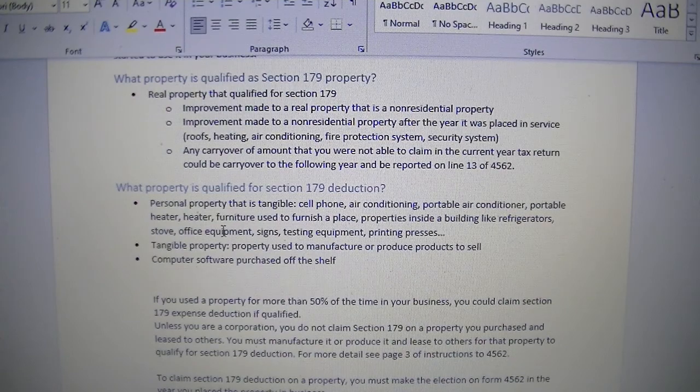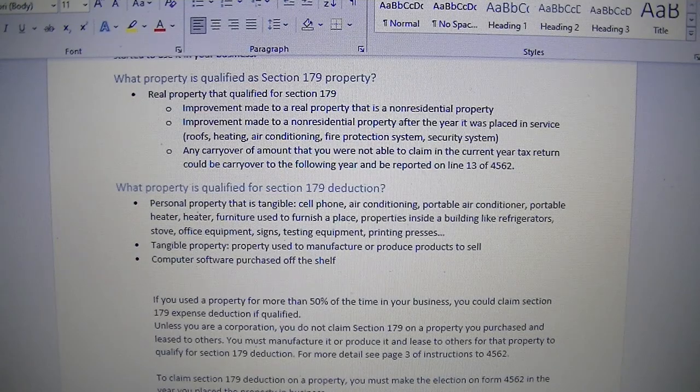Another property that could qualify for Section 179 deduction is tangible property used to manufacture or produce products to sell. And then you have computer software purchased off the shelf. So they are in the list as well. If you use a property for more than 50% of the time in your business, you could claim Section 179 expense deduction if qualified.